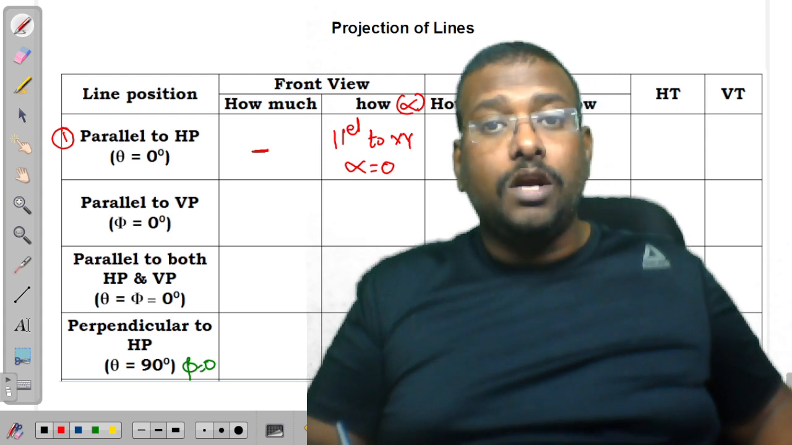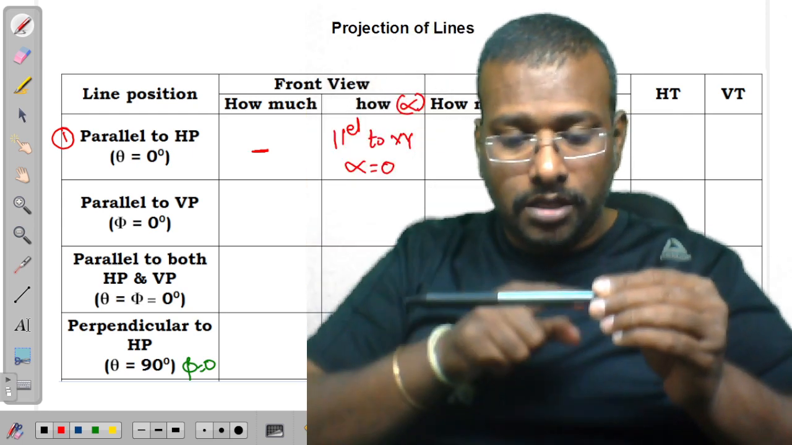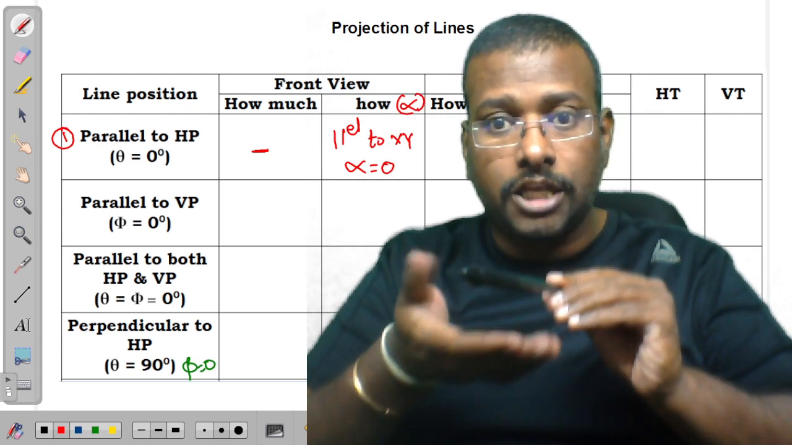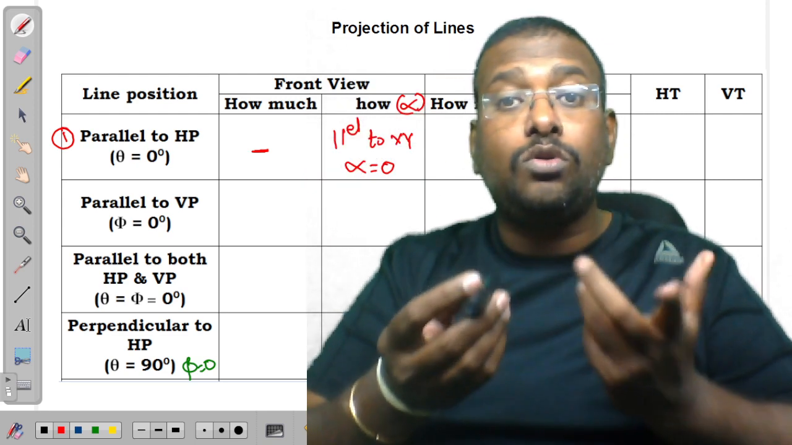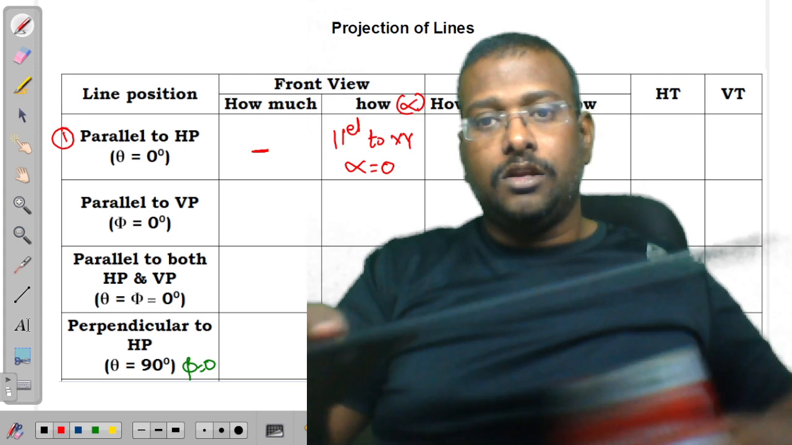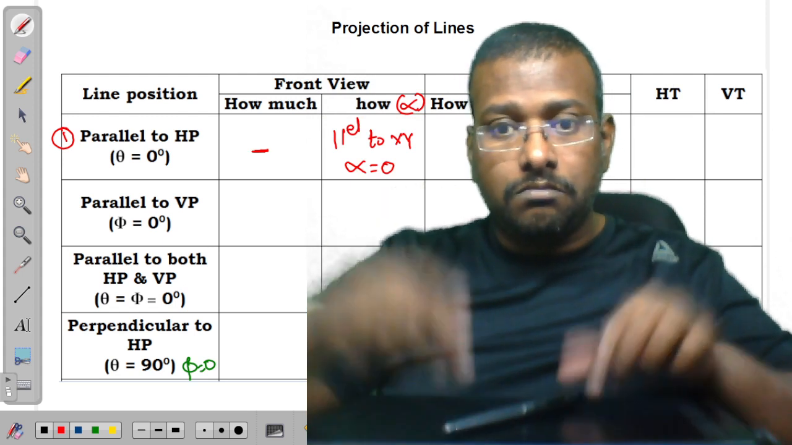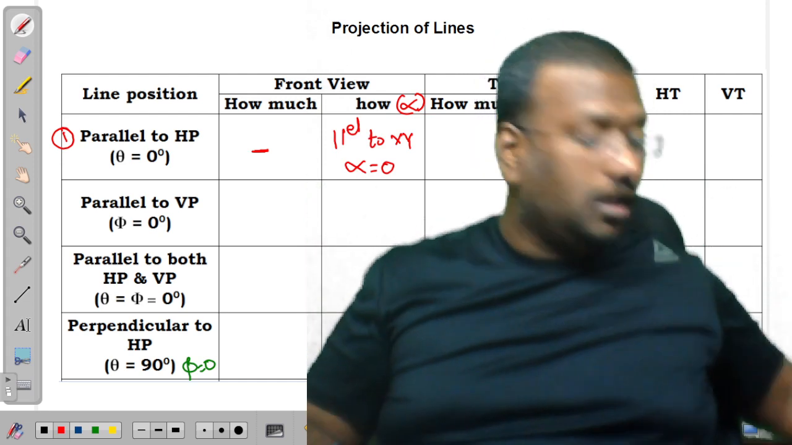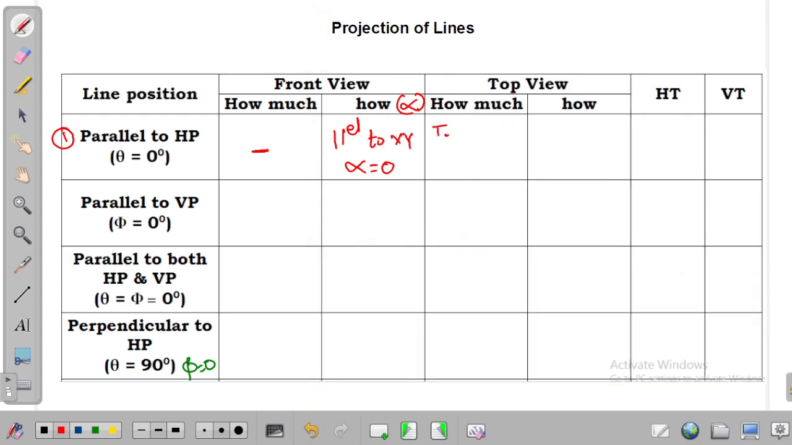Good. Now next, top view. All of you observe. Keep the pen like this. Top view, in this case it is a true length. You tilt it like this, keeping it parallel to HP. Top view is again the true length. In this case also true length. Observe, my dear friends. So in the top view, it is going to be a true length.